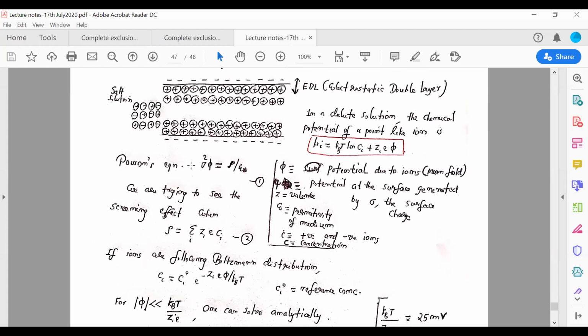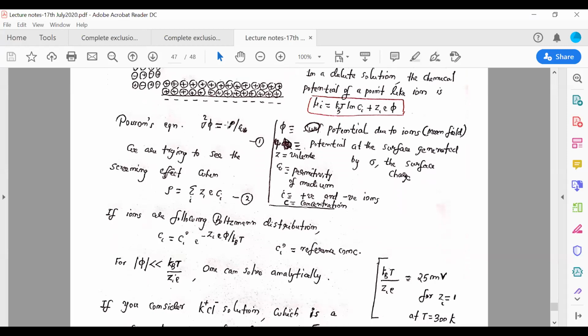In fact, you will see that this is actually the Poisson-Boltzmann equation, because we are trying to get the distribution of charges. There will be a charge which is not affected by the surface charge, and there will be a region where the surface charge is affecting the concentration. So there is a distribution of concentration. It's not the same everywhere, because here the concentration is more, but in the bulk it will be the same.